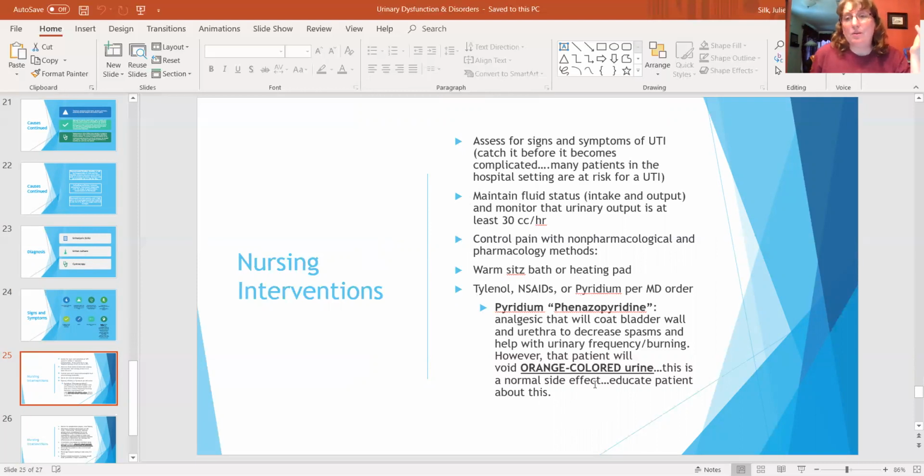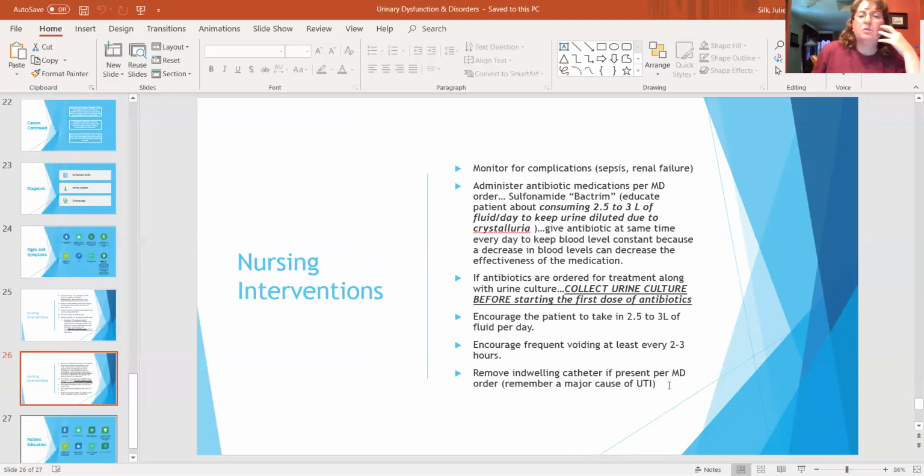And then pyridium is a great medication. I've taken this before. It helps with those bladder spasms, and it just totally makes you feel so much better. But it changes the color of your urine. It makes everything orange, like bright orange, and it could stain your clothes. It's crazy. But what this does is it coats the bladder wall and urethra to decrease those spasms to help with that urinary frequency and burning. So great drug, it helps a ton.